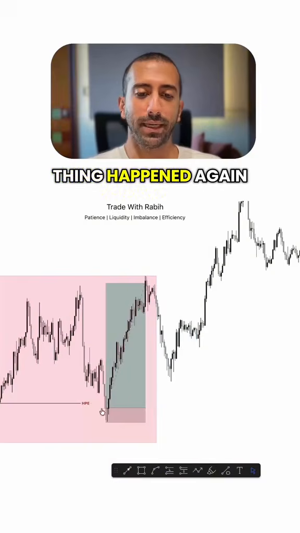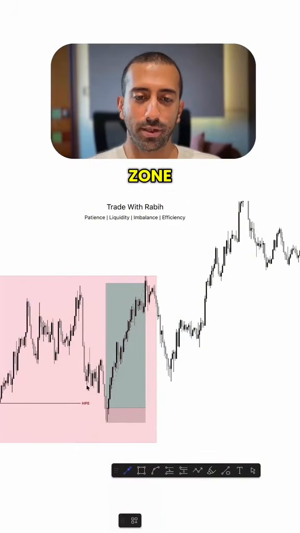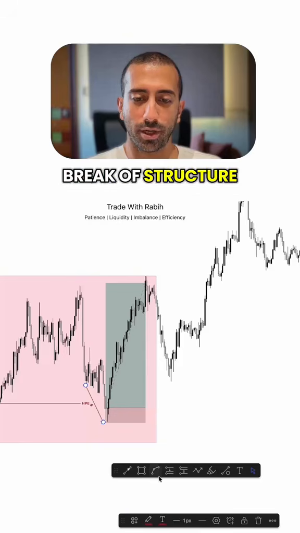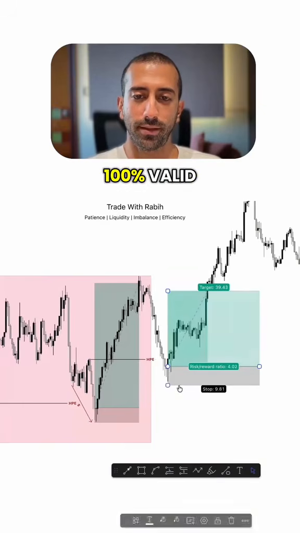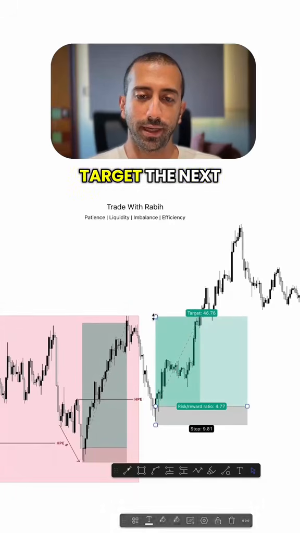And the same thing happened again here. We had a sweep of liquidity at this zone, and then a break of structure at this zone, making this area a high probability efficiency. So you taking the trade from here is also 100% valid. And you can target the next external.